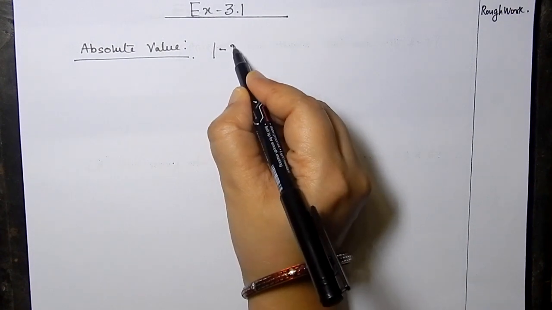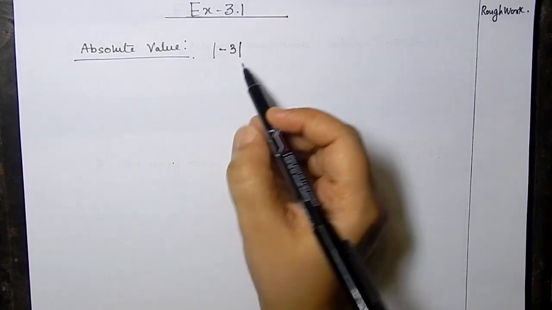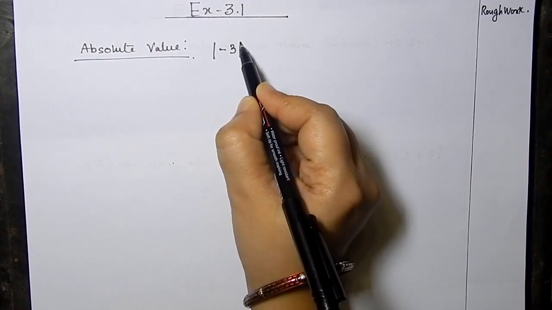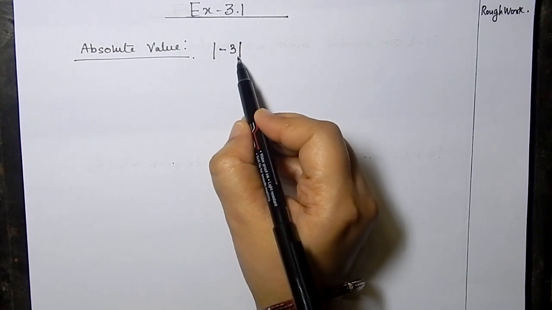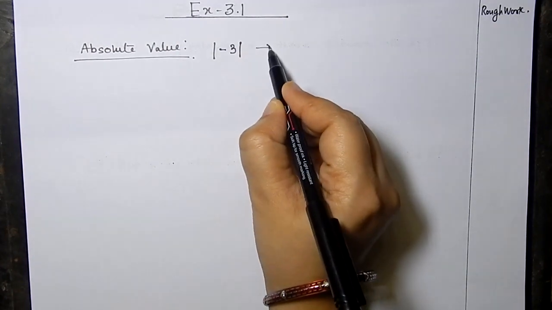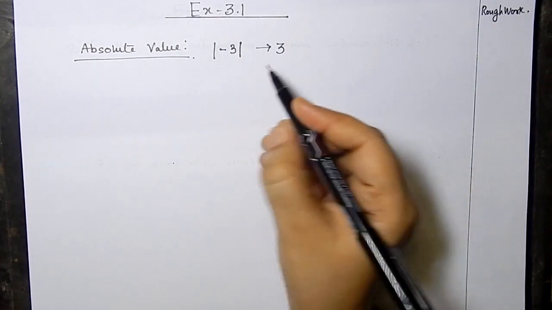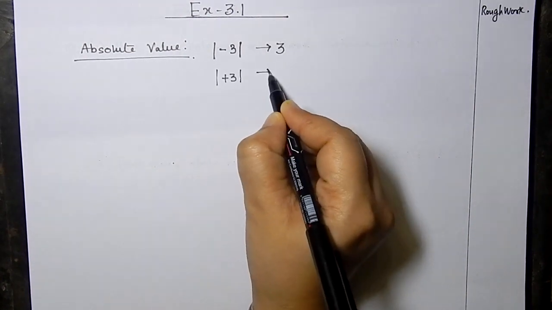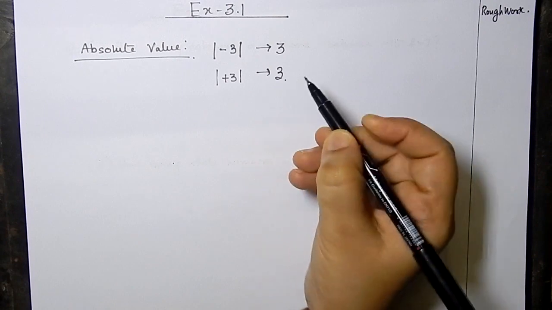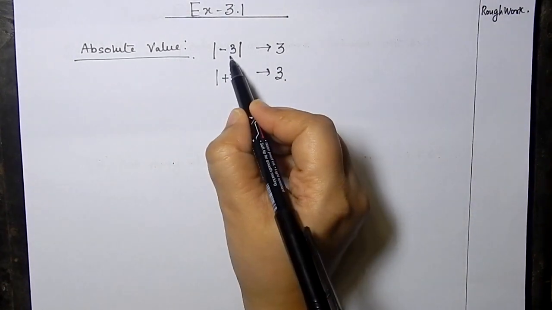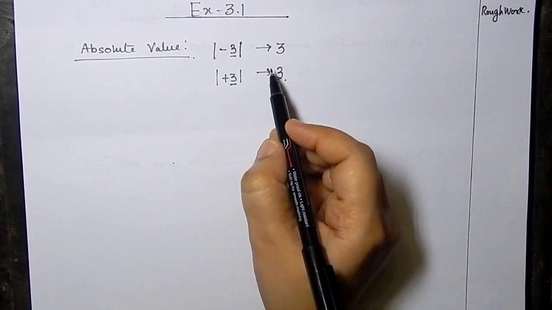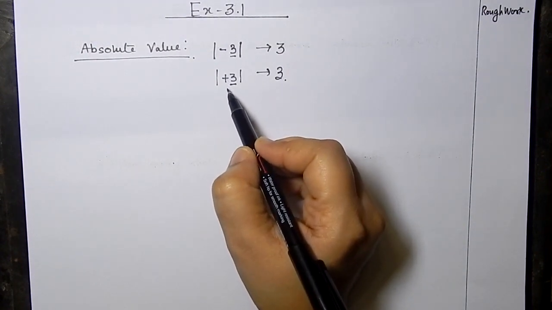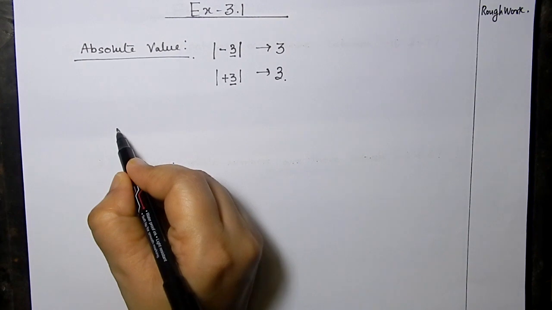Suppose you are given -3 and you have to find the absolute value of -3. Now see, with these two vertical lines we denote the absolute value. So the absolute value will be 3. So the absolute value of +3 will also be 3. So I repeat, only the numeric magnitude is the absolute value and we drop the sign, we ignore the sign. So let's do some more examples.